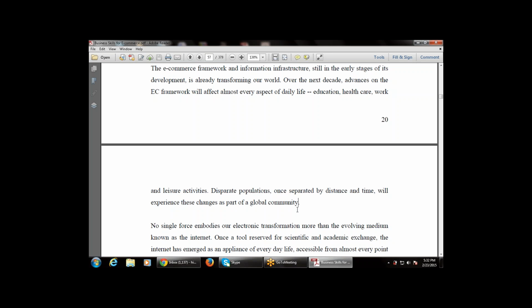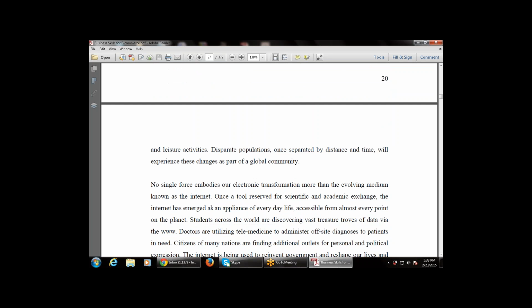No single force embodies our electronic transformation more than the evolving medium known as the internet. Once a tool reserved for scientific and academic exchange, the internet has emerged as an appliance of everyday life, accessible from almost every point on the planet.